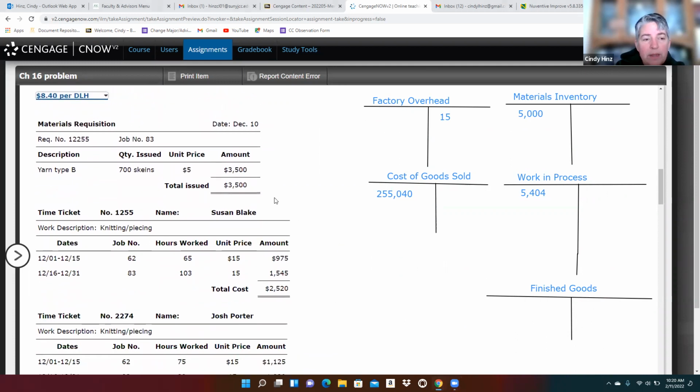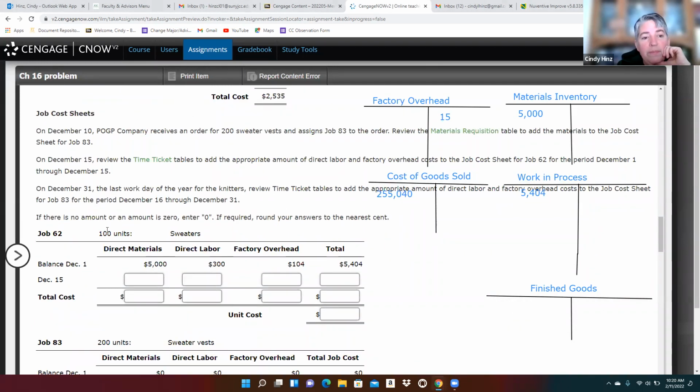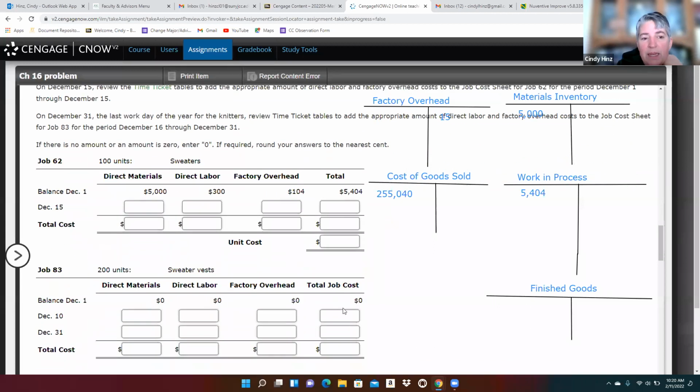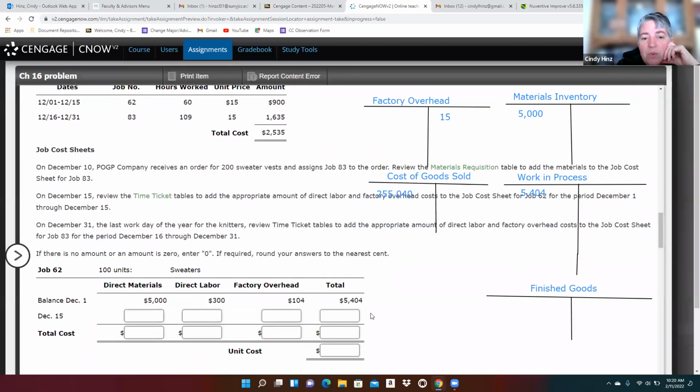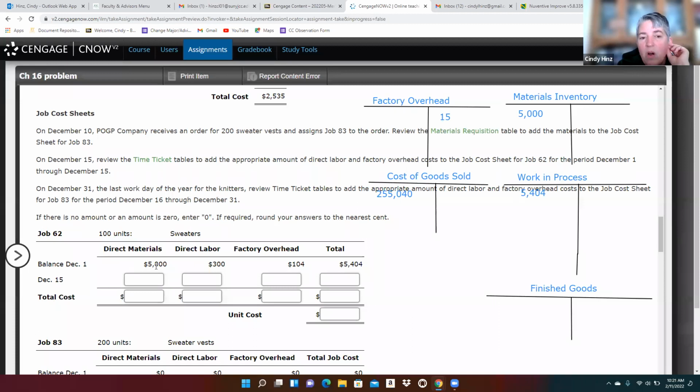So let's see what happened. Our next thing that we need to enter is our job cost cards for the two jobs that were in process during this month, job 62 and job 83. Job 62 was already in process at the end of November, and that's this $5,404 that we already see in the work in process account. That includes all of the direct materials for that job, plus part of the direct labor and overhead, the part that had already been done in November.